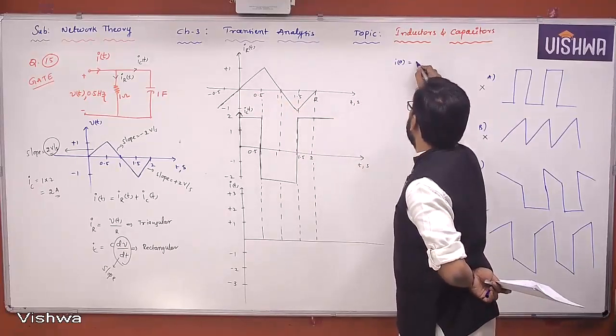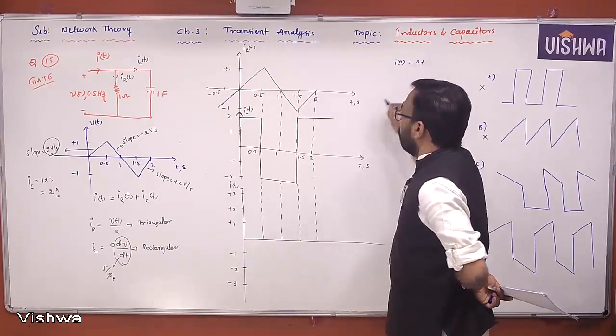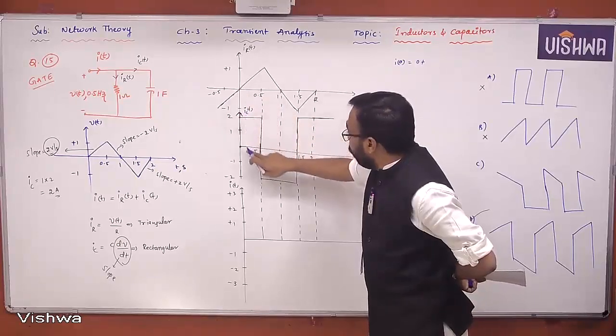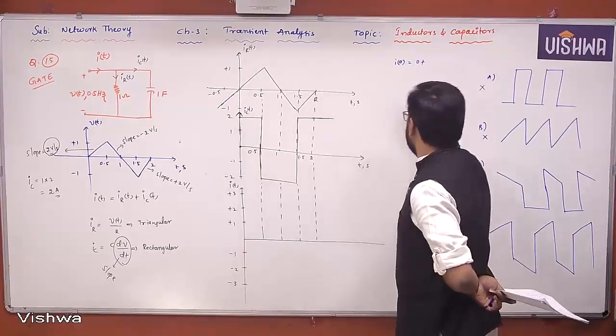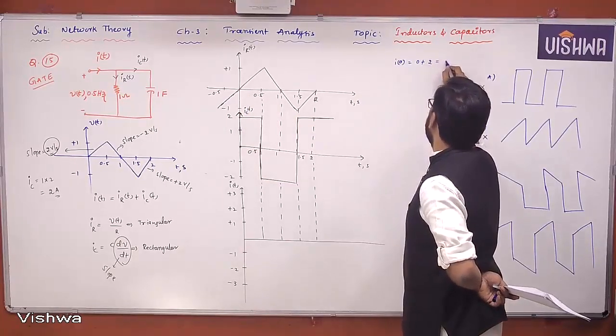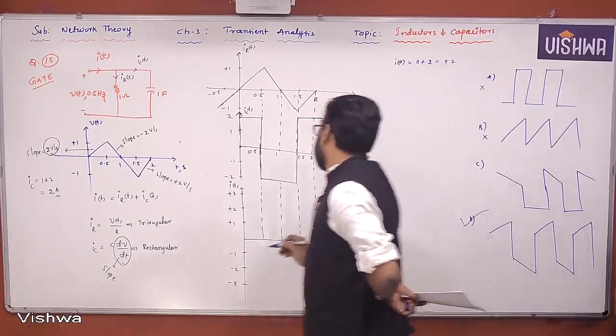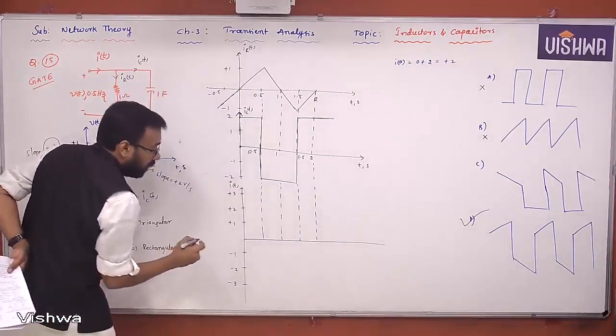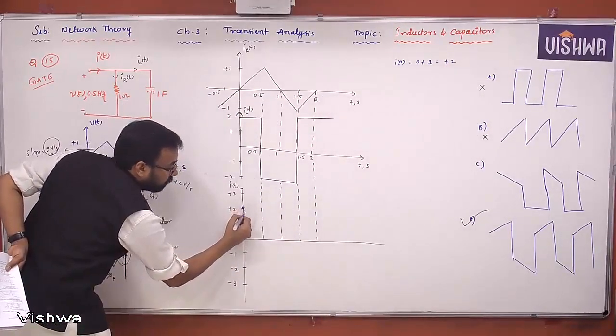Nothing but 0. 0 plus, what is IC of 0? Nothing but 2. Yes or no? So what do you get here? Plus 2. That means you have the value over here. This is the point. Understand?